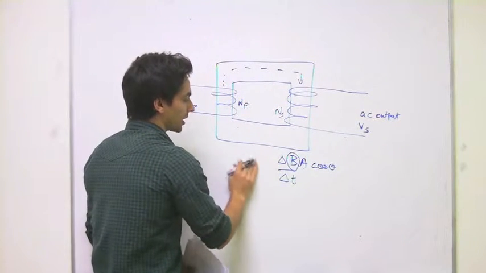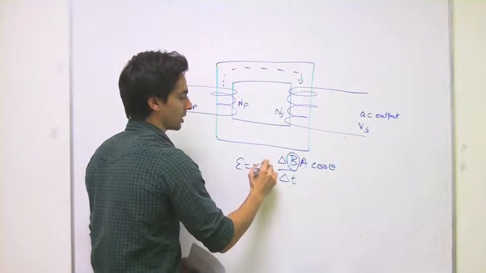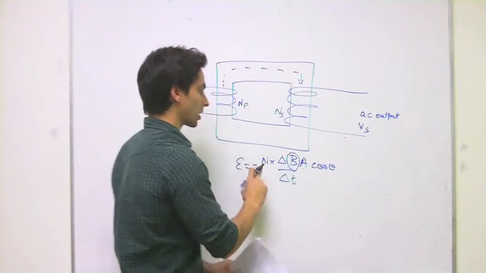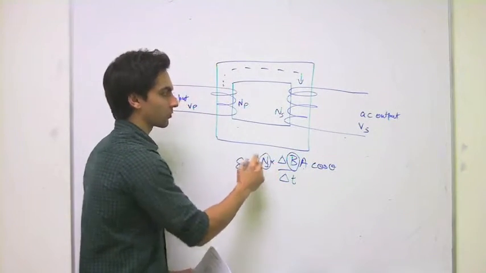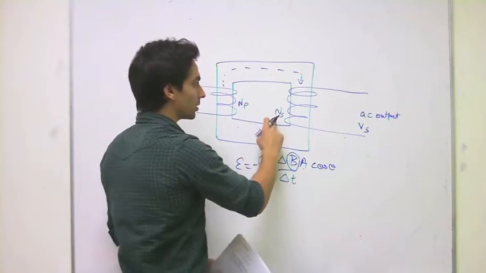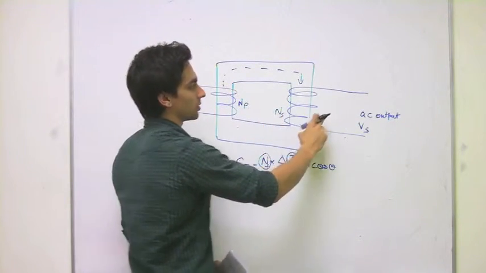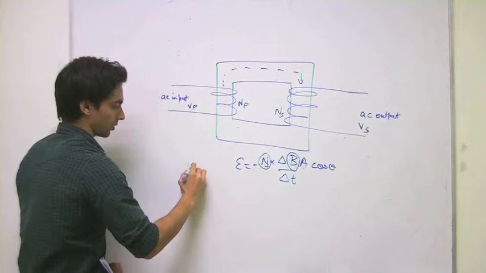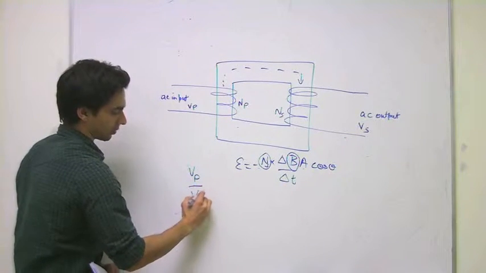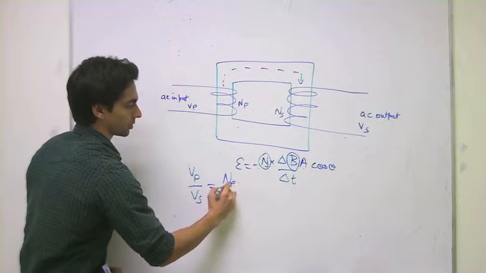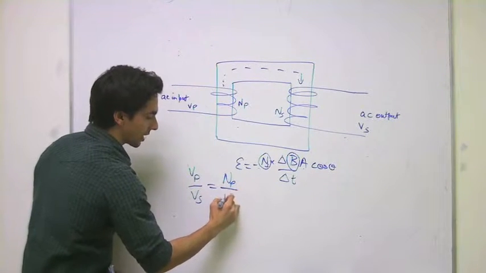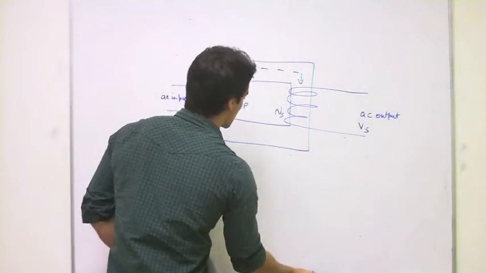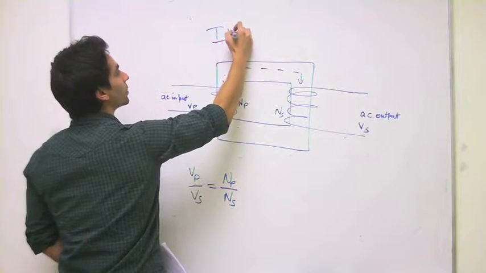Now you know that the EMF induced is equal to minus n times the rate of change of flux. So over here n is the number of coils in the secondary coil. So the greater the number of coils in the secondary coil, the greater the output voltage. So from this we have the primary voltage divided by the secondary voltage will be proportional to the ratio of the primary number of coils and the secondary number of coils. And notice that we are talking about an ideal transformer.